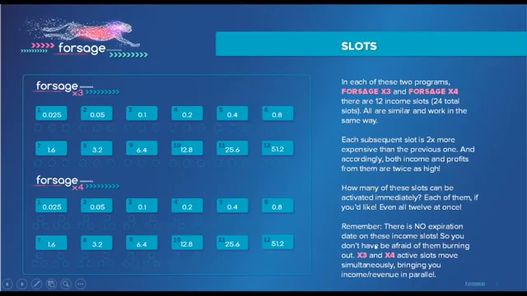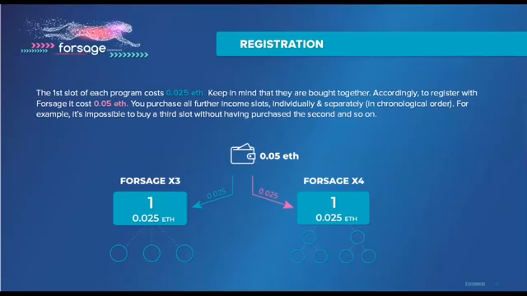Remember, there are no expiration dates on these income slots, so you don't have to be afraid of them burning out, so to speak. The recycle, as this contract is known, is an automated cycler. On X3 and on X4, they do move simultaneously, as I explained before, so it's bringing in revenue at the same time. You might get a payment from X3, and then 2 minutes later get another payment from X4, and so on continuously.